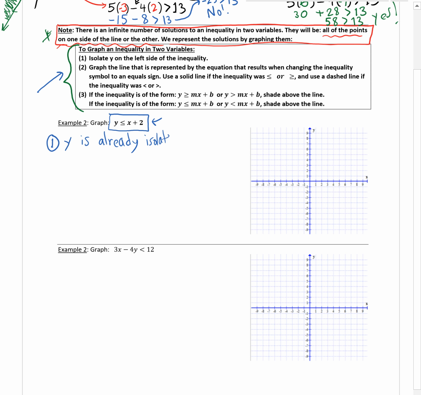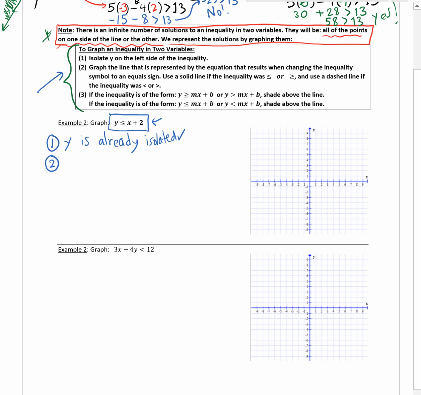But if y was not isolated, I would do whatever I had to do, try to move terms around and divide by things, or whatever I have to do to try to isolate y. And you want it to be on the left side, because if y is on the left side of the inequality, it'll be easier to determine, are you shading above or below the line? So that's the reason we do step 1. And so we'll know which side of the line to shade.